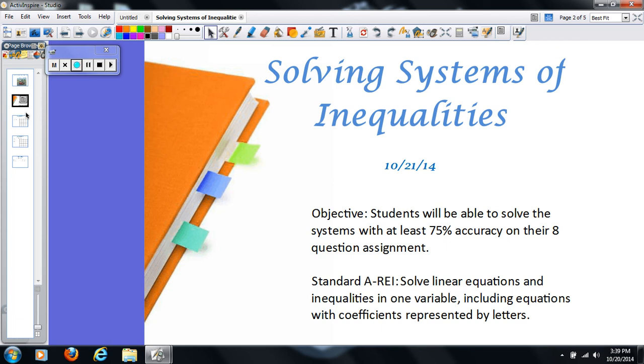Anyways, let's go ahead and get moving on with this. So we've been doing systems of equations. Now we're going to look at a system of inequalities, and we're going to figure out how to answer these questions. So the objective is that students will be able to solve the systems with at least 75% accuracy on their 8-question assignment.